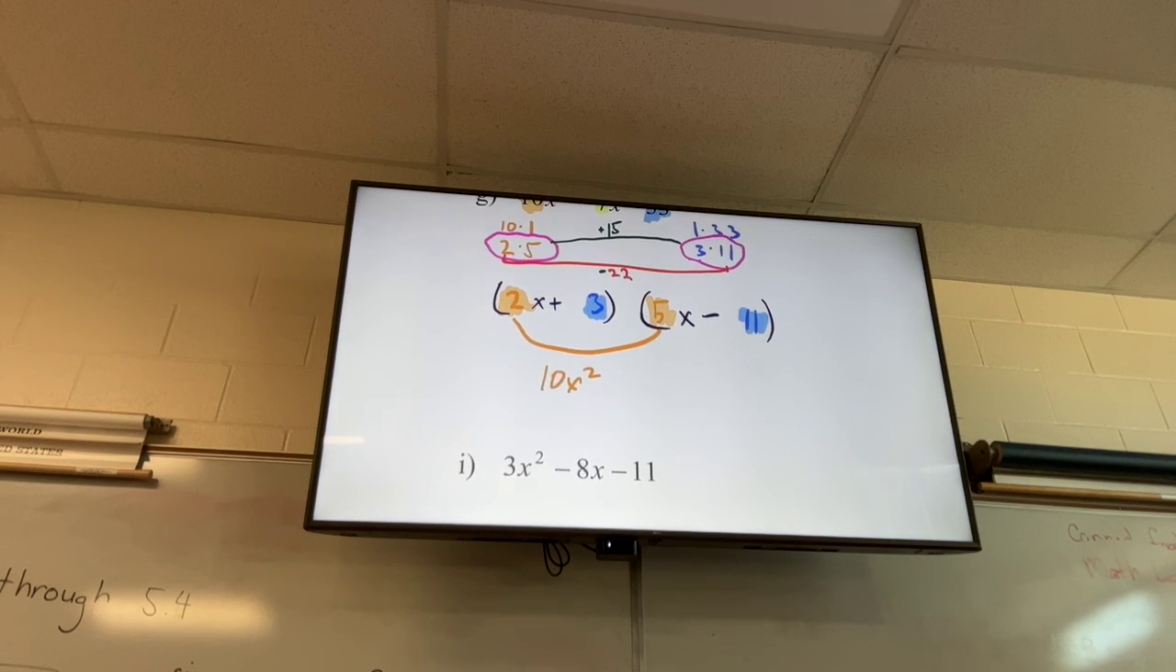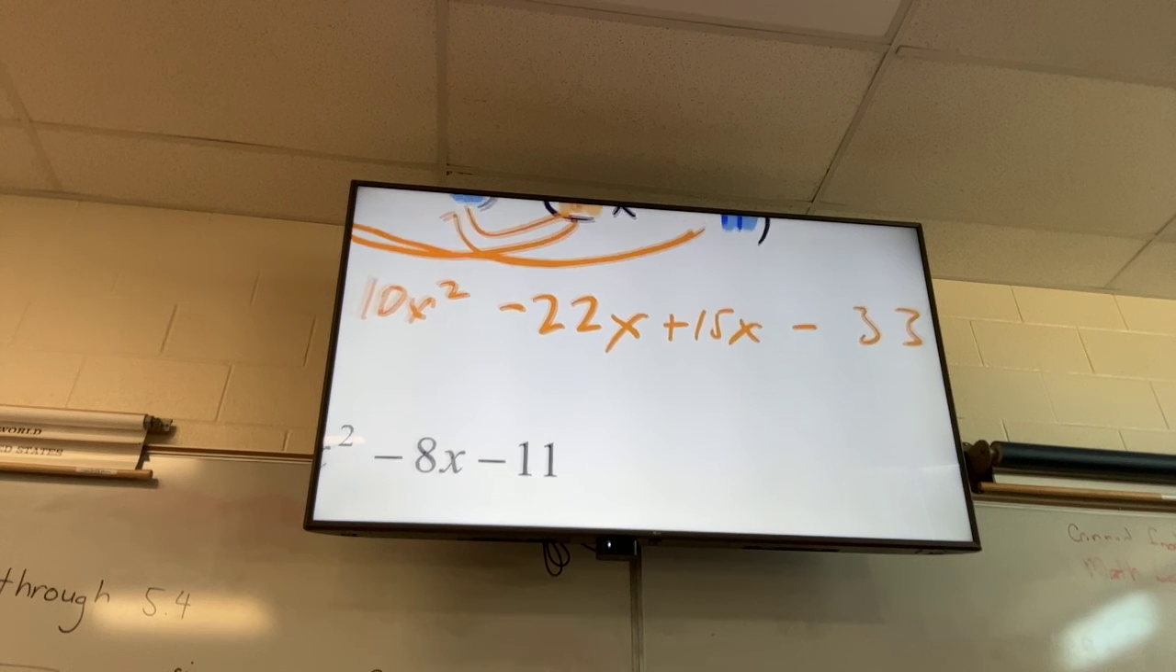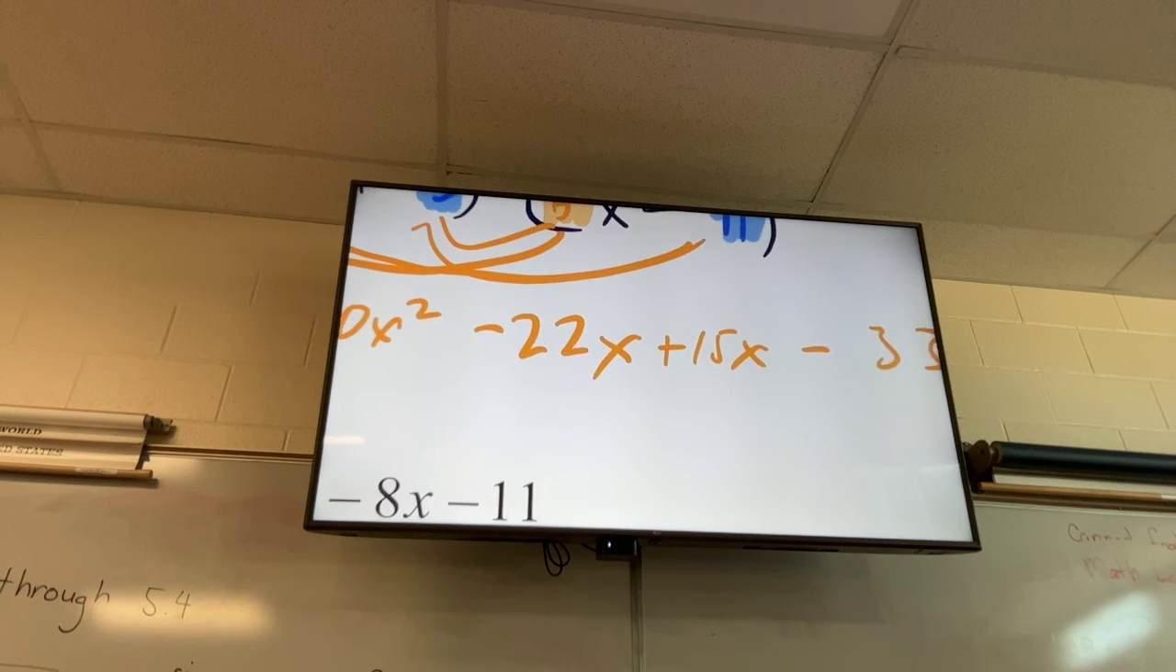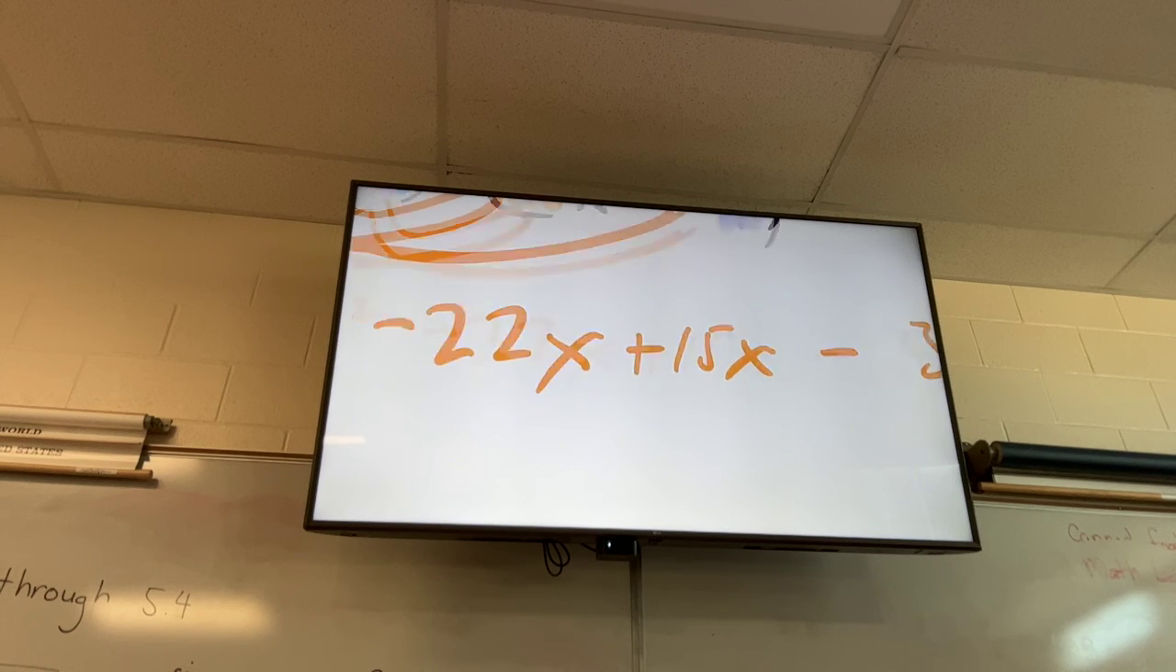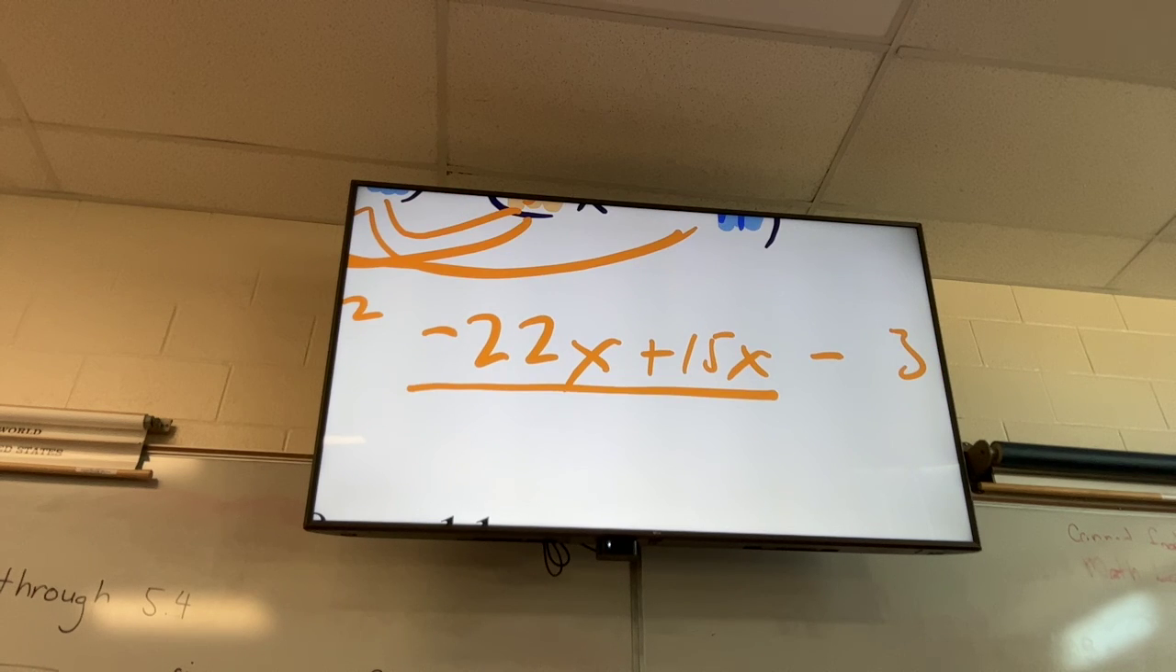So first, we multiply the first, so it's 10x squared. Multiply the outer, that's minus 22x, right? Inner, plus 15x, right? And then last is minus 33. Okay, so our outer, that 22 is going to be minus, that inner, that 15 is going to be positive, right?